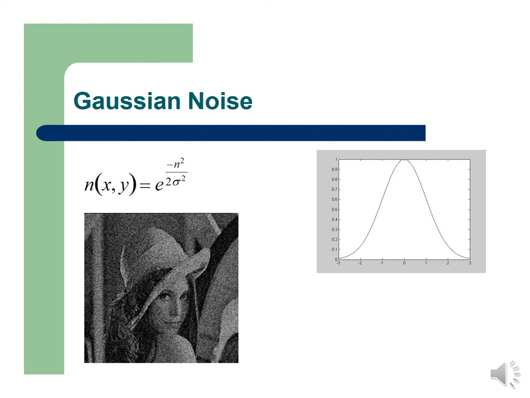As far as Gaussian is concerned, we have a bell-shaped curve. Around zero, the noise is higher, and on either side of this curve, at this position and here on this position, the value of the noise is low. So here is the formulation, that the noisy image will have this much value of noise for every noisy pixel.